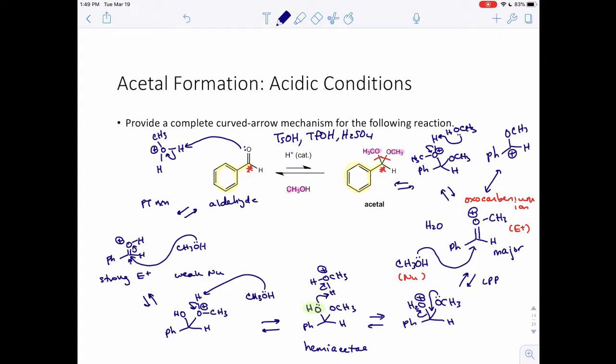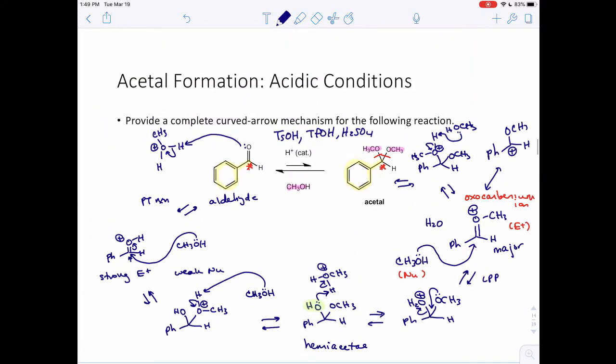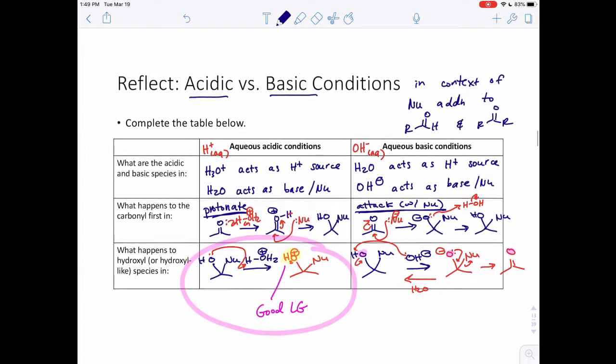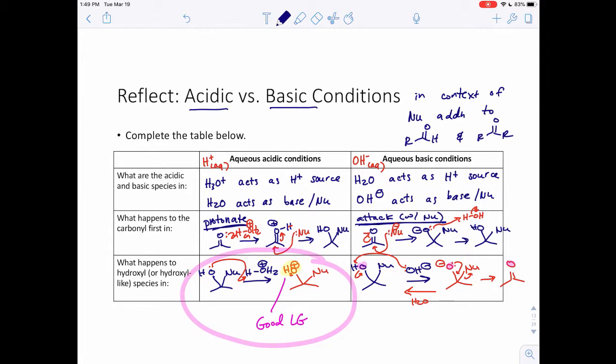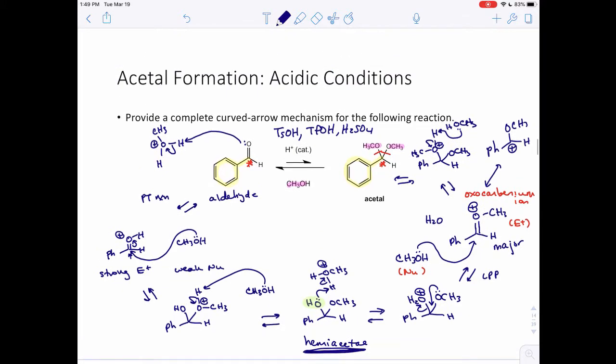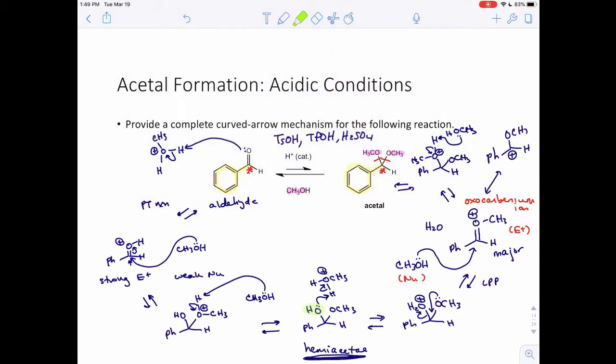All right, pause and kind of drink all this in or listen to the mechanism again. Oh, I'll just maybe show you the key here, right? So at the hemiacetal state, as we predicted in our little initial analysis, under acidic conditions, you can generate water, and water is a good leaving group. And we saw it leave here. It was assisted by the lone pair push, LPP. And then from there, the oxocarbenium ion could be attacked by another molecule of methanol to generate the acetal.